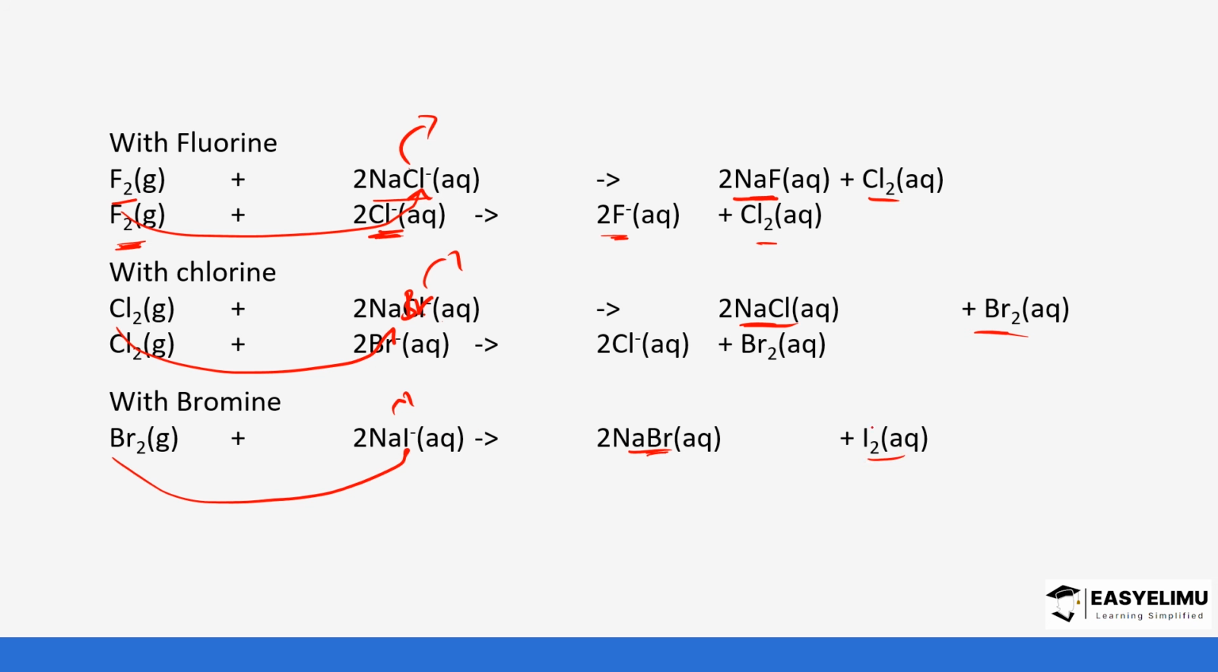So you notice in the observations, because chlorine gas is yellow-green in color, that is what you are going to see. Bromine is brown in color, that's what you're going to see in the solution. And iodine is gray or purple in color. So that's what you're going to see at the end of the day.